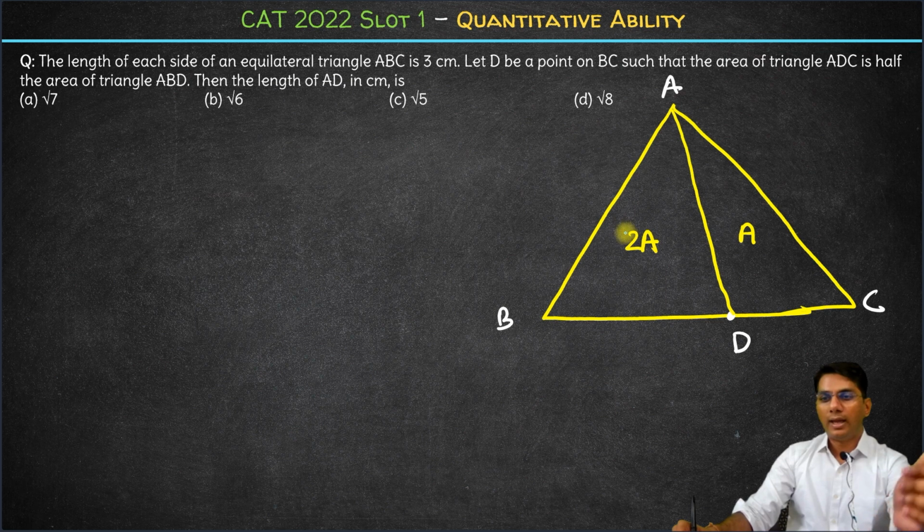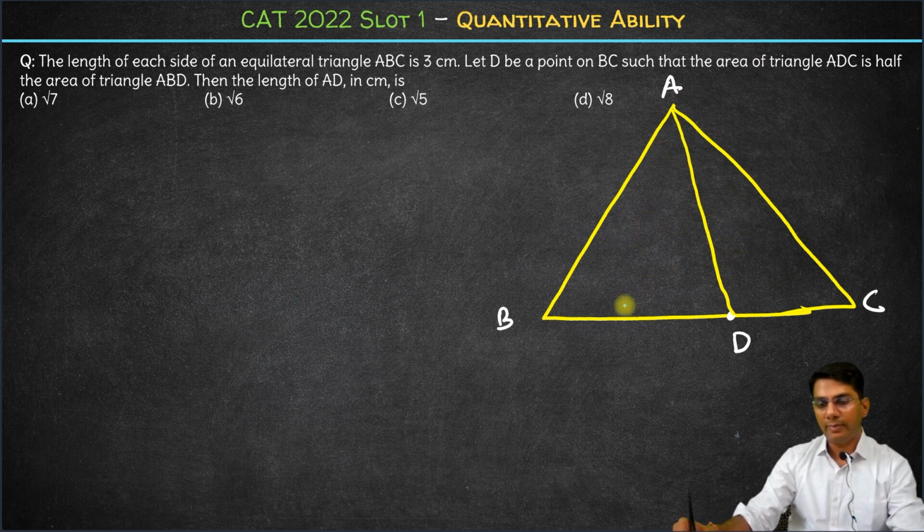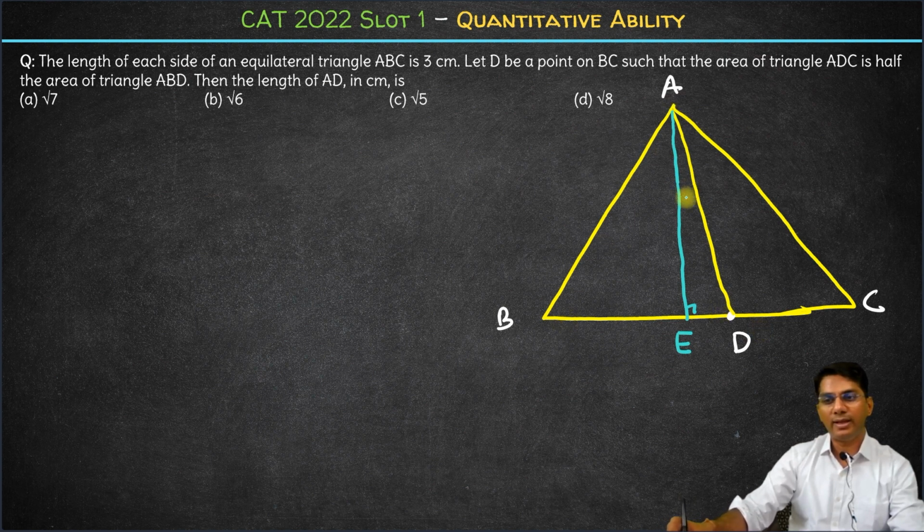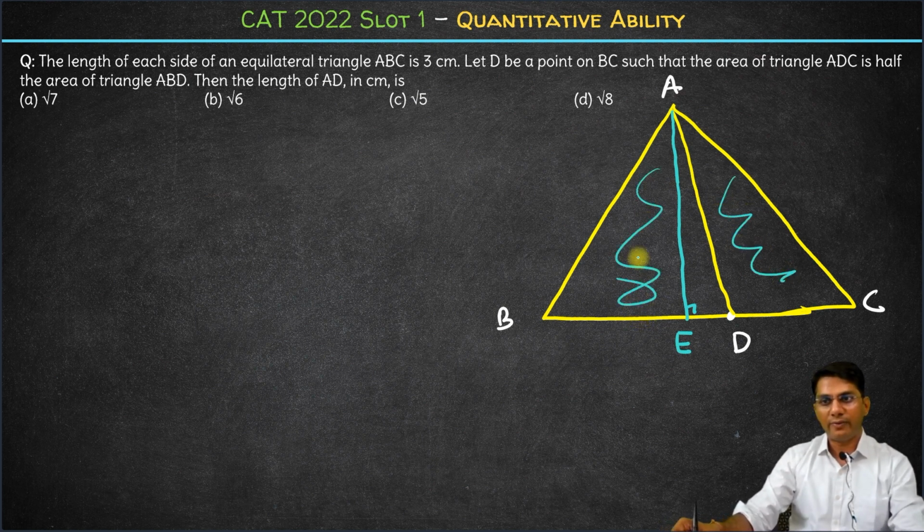Now, let's first concentrate on the base BD and CD. If you talk about these two triangles ADC and ABD, let's talk about the height of the original triangle. Let's drop a perpendicular from A. This is E. So the height of the original triangle is the same as the height of ADC as well as ABD if we consider DC and BD as the base. So for both these triangles the height is the same.